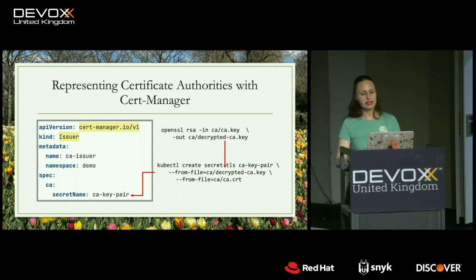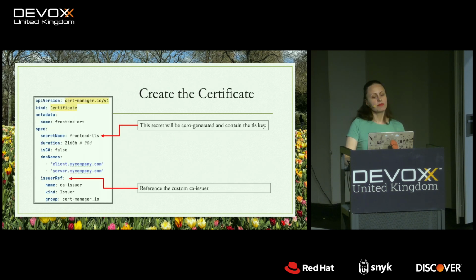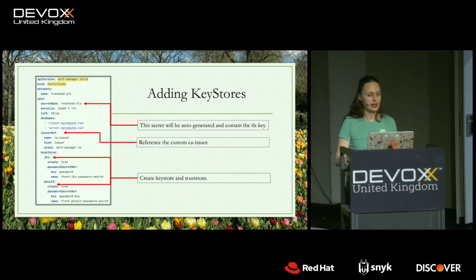So once you have created this issuer, you can use the issuer to actually make your own certificate. And the certificate usually looks like this. It's kind Certificate, and the secretName contains the name of the secret that will be auto-generated and contain the TLS key. And of course, it also has to be valid for an issuer, so for the issuer we created earlier. You're going to use the CA issuer at the issuerRef.